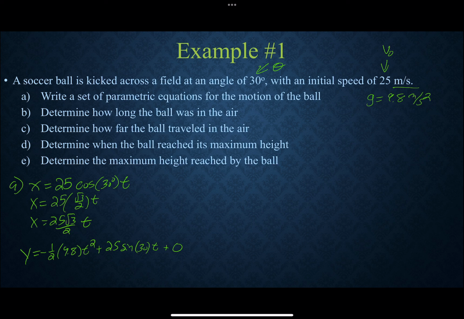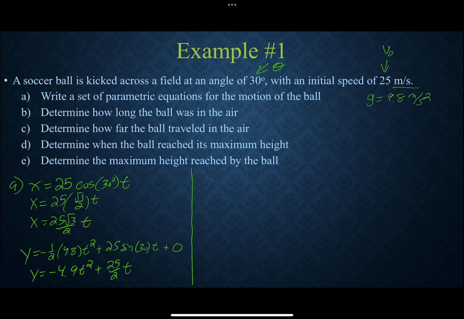So the negative 1/2 of 9.8 is going to give us a negative 4.9 t squared. You're always going to get a negative 4.9 when you do the negative 1/2 of 9.8, so you can kind of just skip right to there. And again, sine of 30 is a half, so we can write this as 25 over 2 t. Now, in both those cases, if you want to write it as 12.5 rather than 25 over 2, that's perfectly fine. But those are our equations for part A.